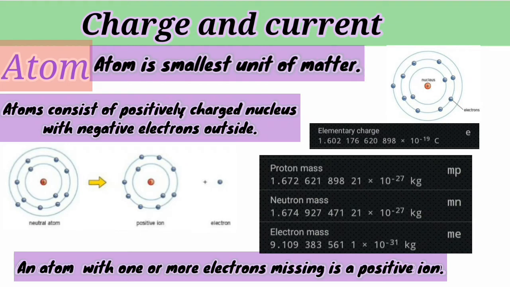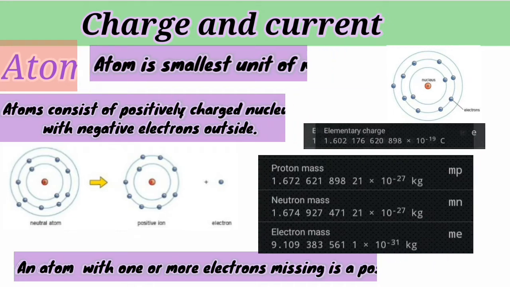The mass of a proton is 1.67 times 10 to minus 27 kilogram, whereas the mass of a neutron is 1.674 times 10 to minus 27 kilogram. The mass of an electron is 9.1 times 10 to minus 31 kilogram.